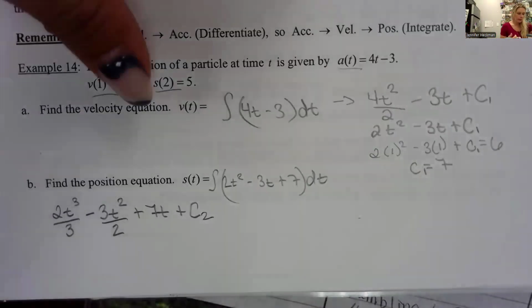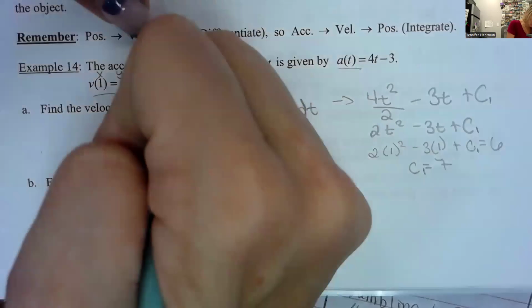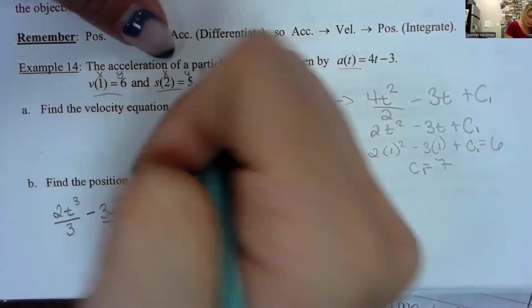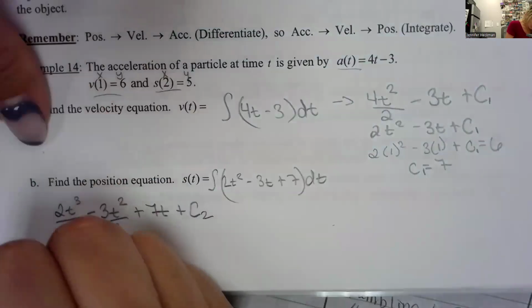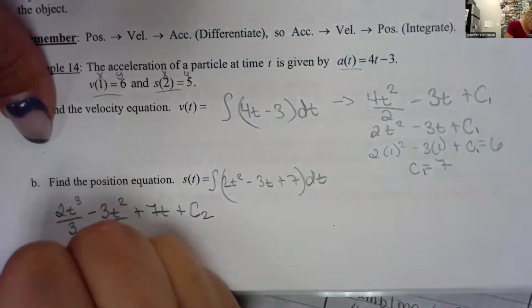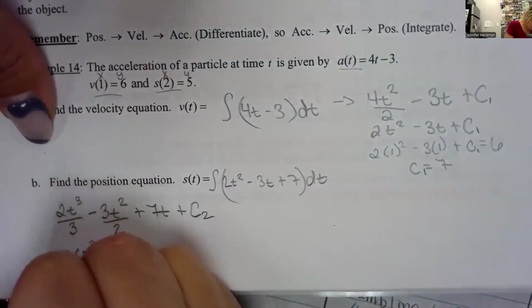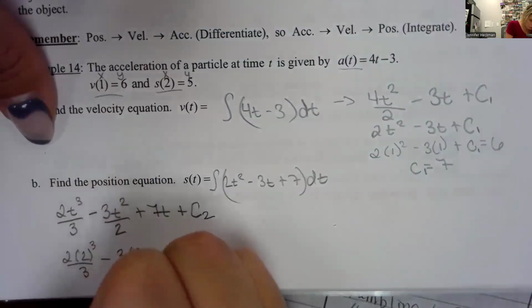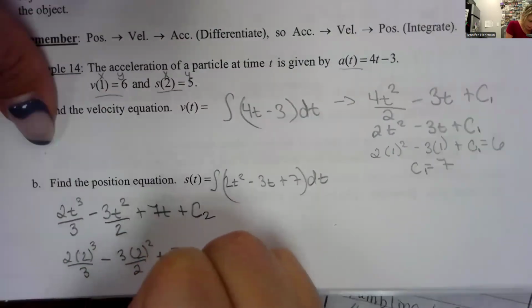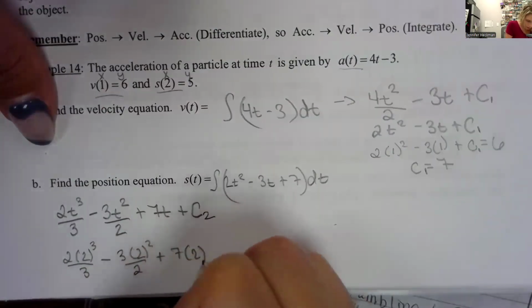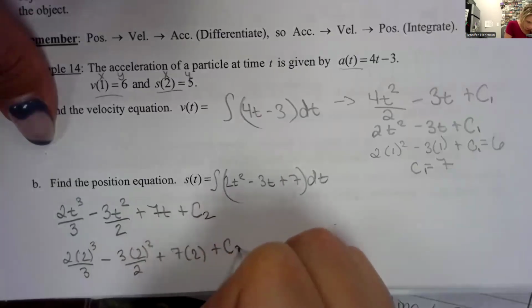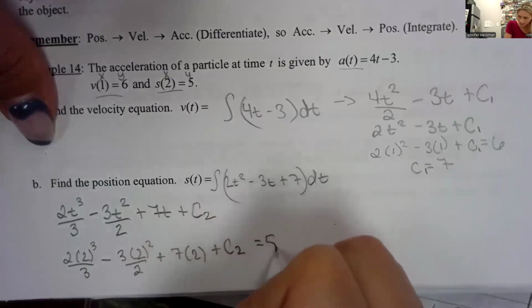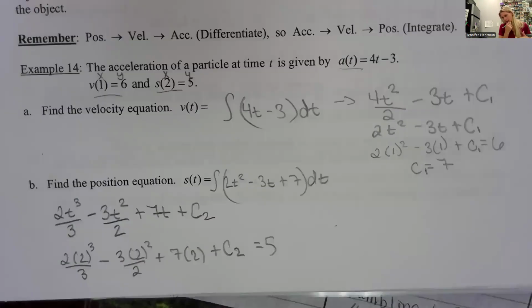Now, this one tells me that in the position, when x is 2, y is 5. So I'm going to do that now. So 2 times 2 cubed all over 3 minus 3 times 2 squared all over 2 plus 7 times 2 plus c subscript 2 equals 5. And then we're going to solve for c subscript 2 here, okay? Now, I'm just going to do it for you.